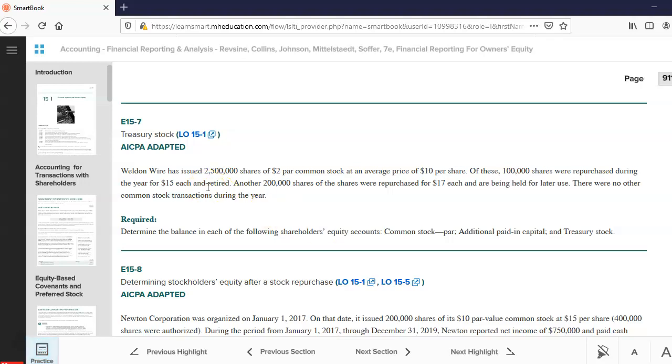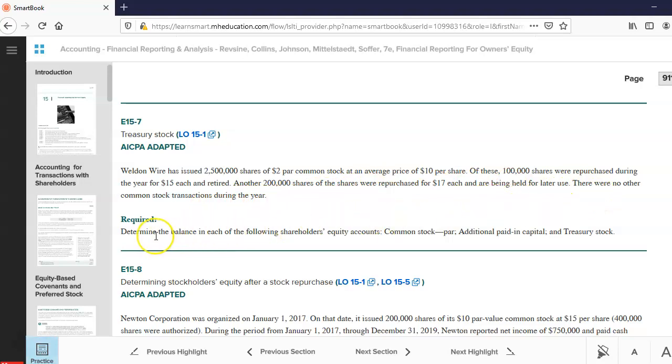And it says Weldon Wire has issued 2,500,000 shares of $2 par common stock, average price of $10 per share. Of those, 100,000 shares were repurchased during the year for $15 each and retired. Another 200,000 of the shares were repurchased for $17 each and are held for later use. So some are retired and some are now truly treasury. We bought them and we tend to just hold on to them for something in the future. There were no other common stock transactions during the year.